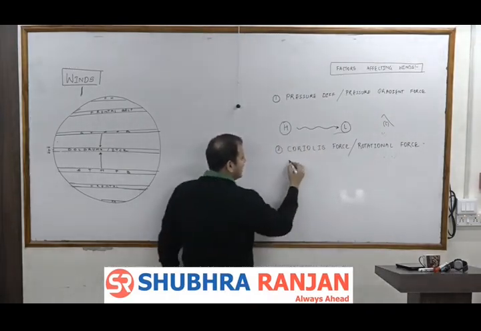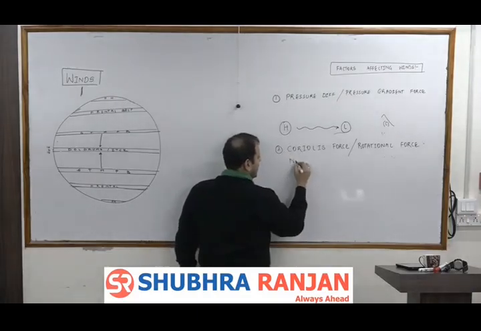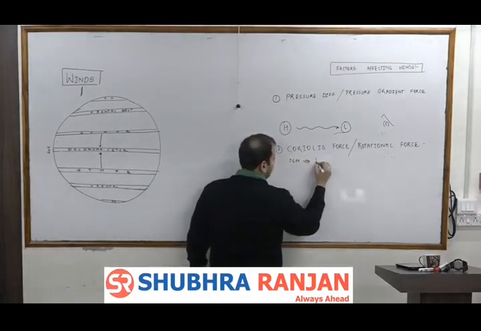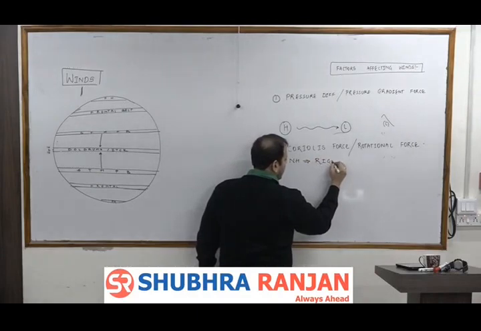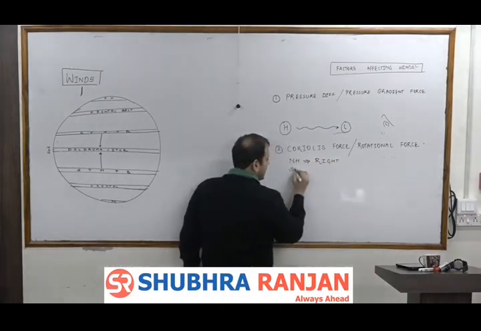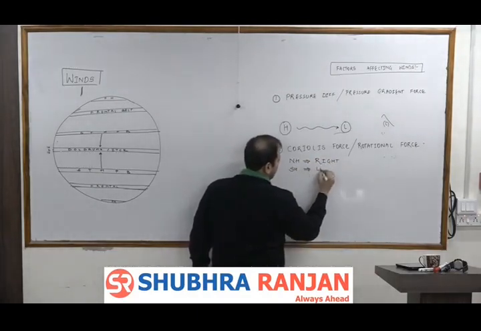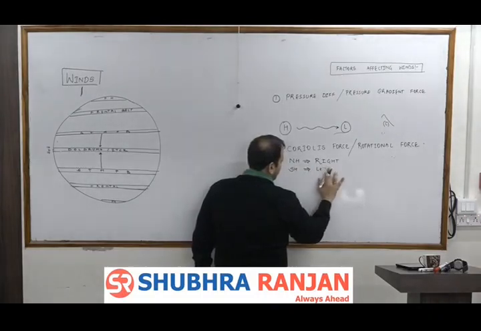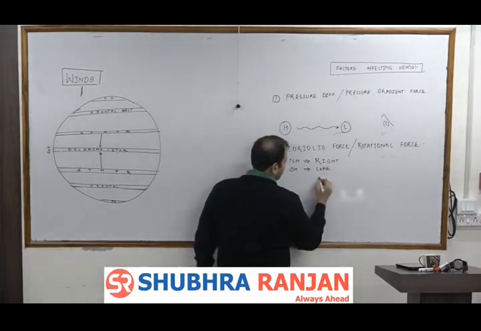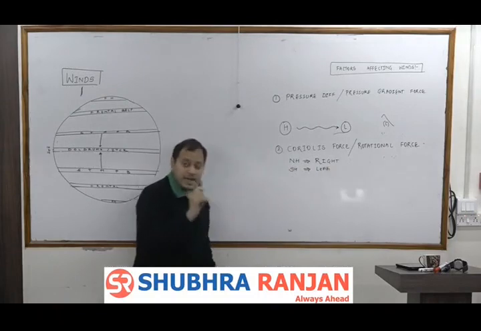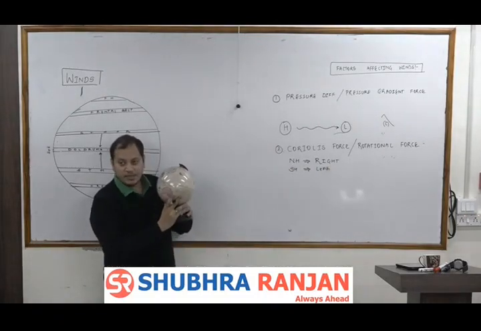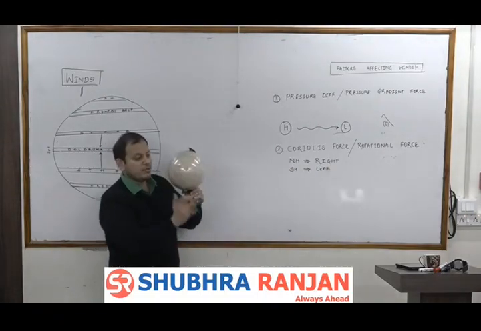So it says that anything in the northern hemisphere will be deflected to the right hand side, and anything in the southern hemisphere will be deflected to the left hand side, in the direction of its movement. Understand, in the direction of the movement. I am again showing you the Coriolis force.